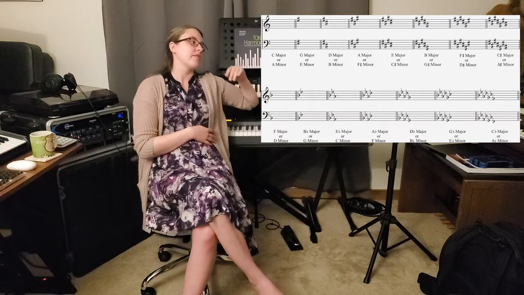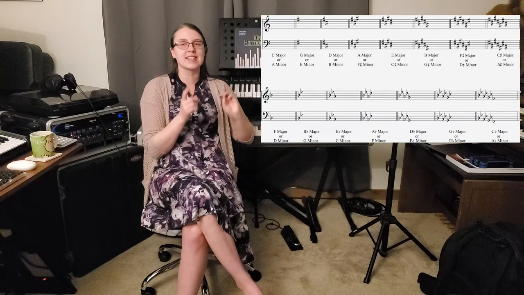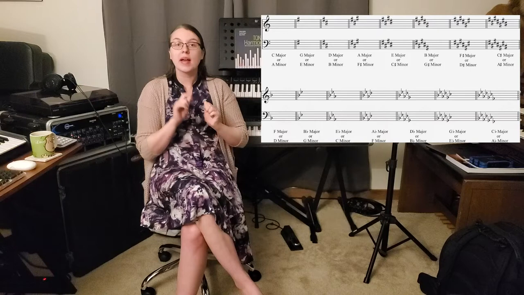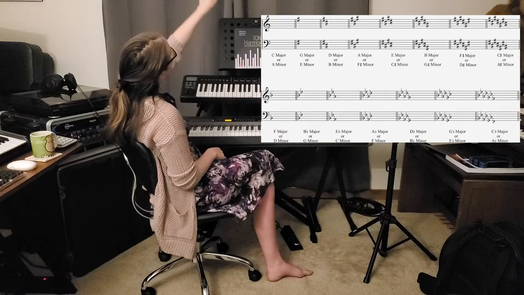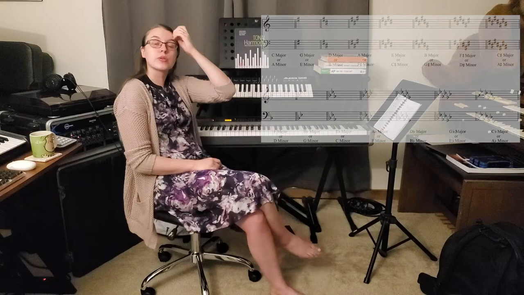For sharps it's just the reverse. You go F, C, G, D, A, E, B. You follow this pattern every time. Pay attention to which of those notes is marked. It moves in a really lovely down, up, down, up, down pattern. It's kind of a zigzag. Pay attention to it because it does matter. If you mark the wrong ones, they aren't correct.